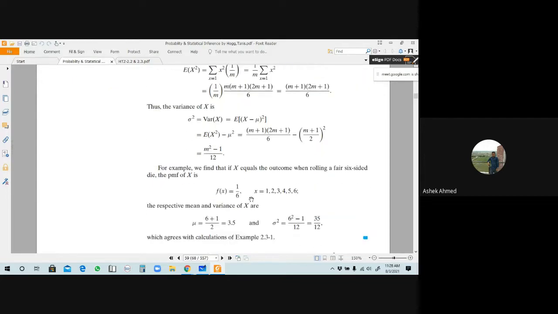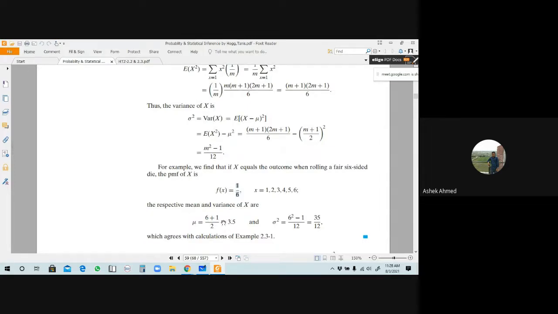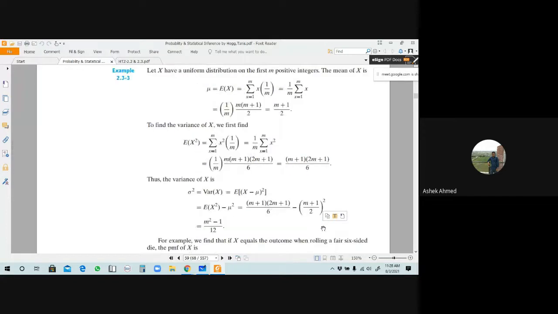But you do not need this here. If we toss a dice, how many outcomes? 6 outcomes, and the PMF will be 1/6. In that case the mean will be this and the variance will be this. For finding mean and variance, we have already applied these formulas here. So the mean will be m plus 1 over 2 and the variance will be m plus 1 into 2m plus 1 over 6. Understand?